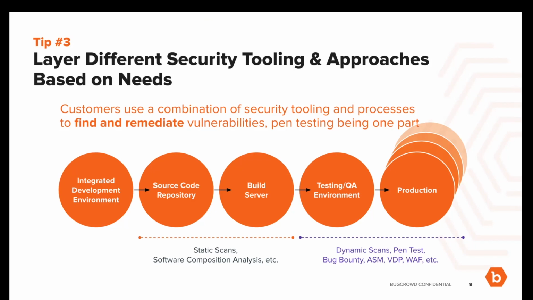This gives visibility into many different security vulnerabilities. And penetration tests are usually run in a running application, which needs something past the build server, usually a testing or QA environment, or it could even be production. That's also where, so the testing, QA, and production, those two environments are also where you might have dynamic scans, bug bounties, attack surface management, vulnerability disclosure programs, or WAFs in production, for example, along with pen tests. So again, I'm just showing a few different tools and technologies here.